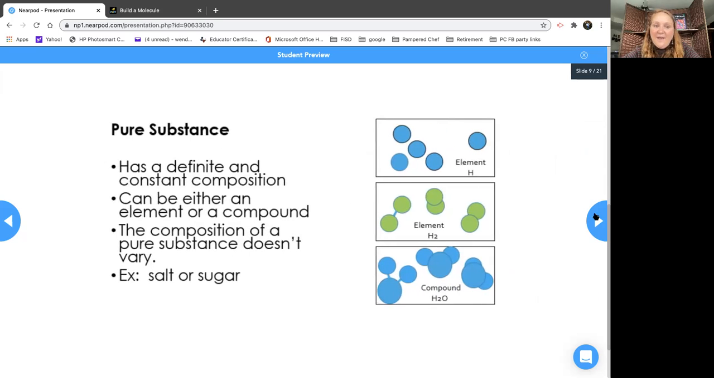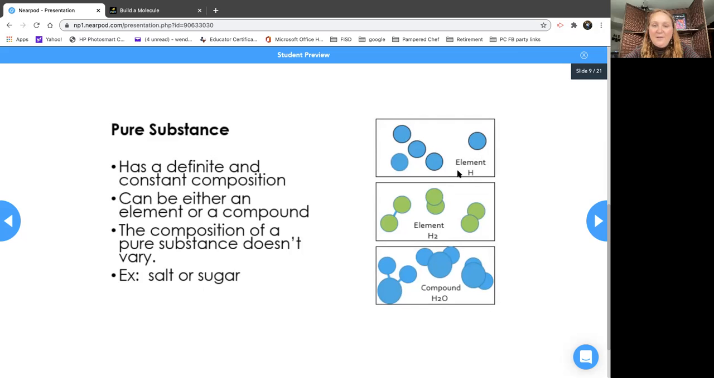A pure substance has a definite and constant composition. A pure substance can either be an element or a compound. The composition of a pure substance does not vary. Salt and sugar, their composition does not vary. It does not change. They are compounds and they are pure substances.